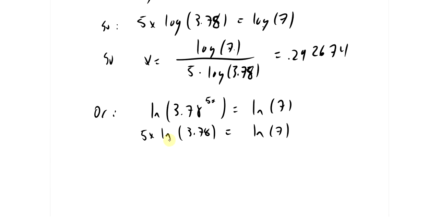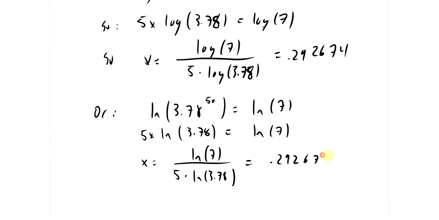Again, this here is just some number. You can calculate it on your calculator. This is some number. You can calculate that on your calculator. So x is this number, the natural logarithm of 7, divided by 5 times the natural logarithm of 3.78. And all that is, again, 0.292674. Doesn't matter whether you use natural logarithm or log base 10. I use natural logarithm because, well, I'm a mathematician, and base e is much more useful for mathematics than base 10 is, but you can use either one.